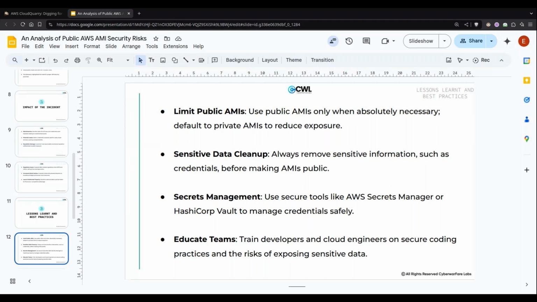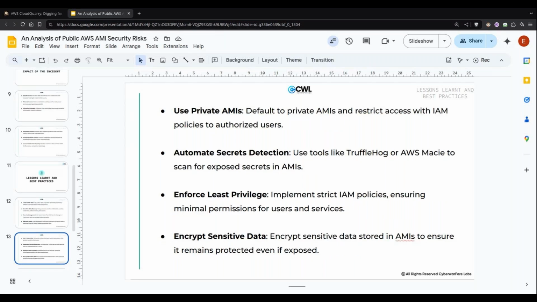So we can train the developers and cloud engineers in secure coding practices, and we can inform them about the risks of public AMI images, and what negative effects they can cause if they are not sanitized properly. And as I mentioned, yeah, private AMIs, let me just make it full screen.